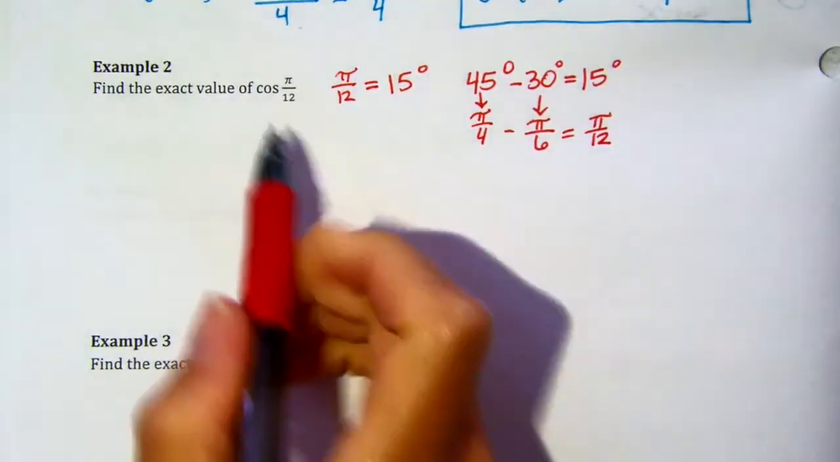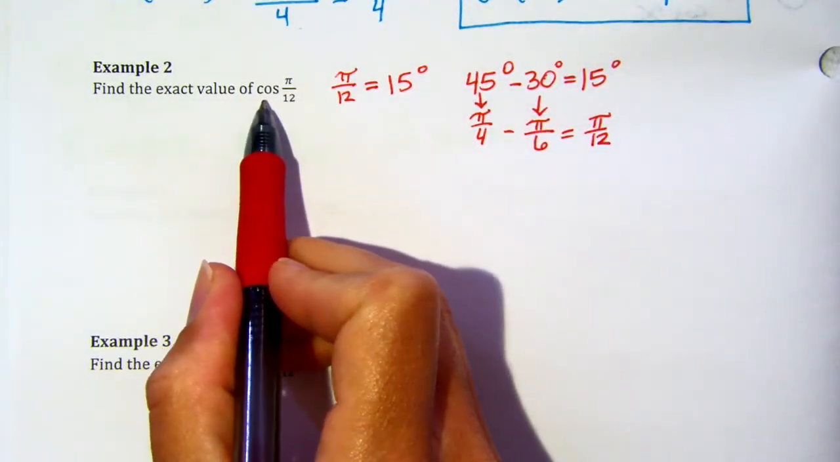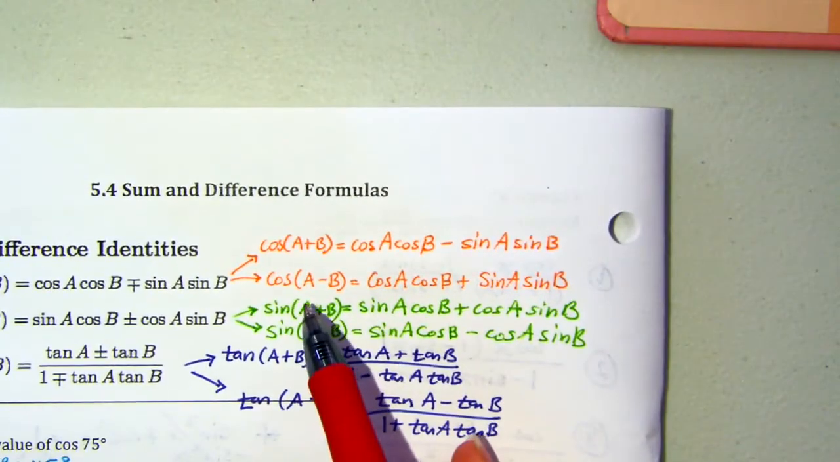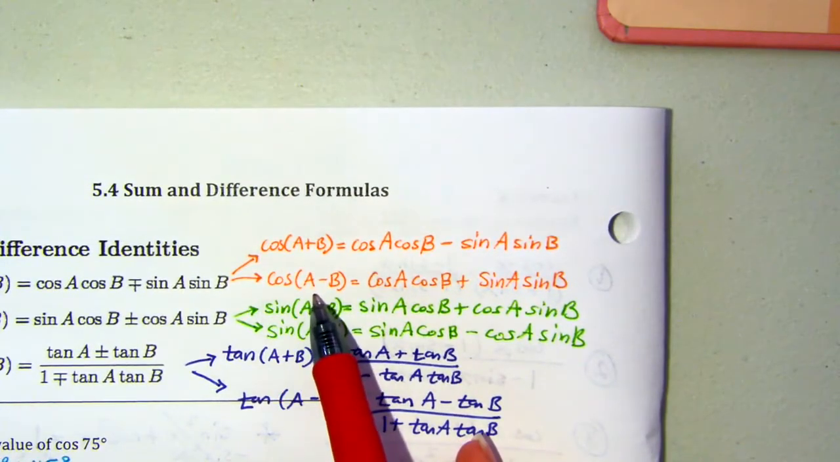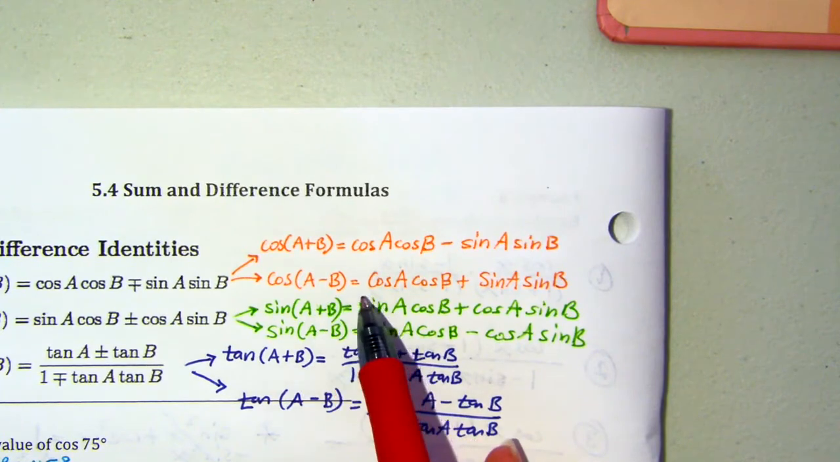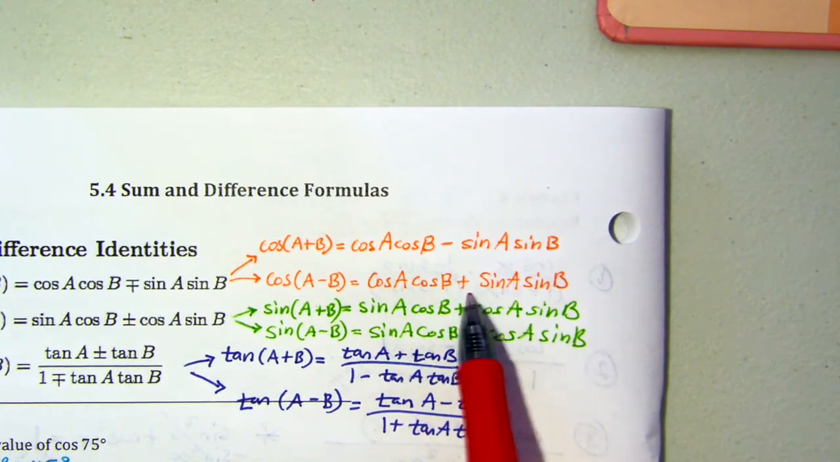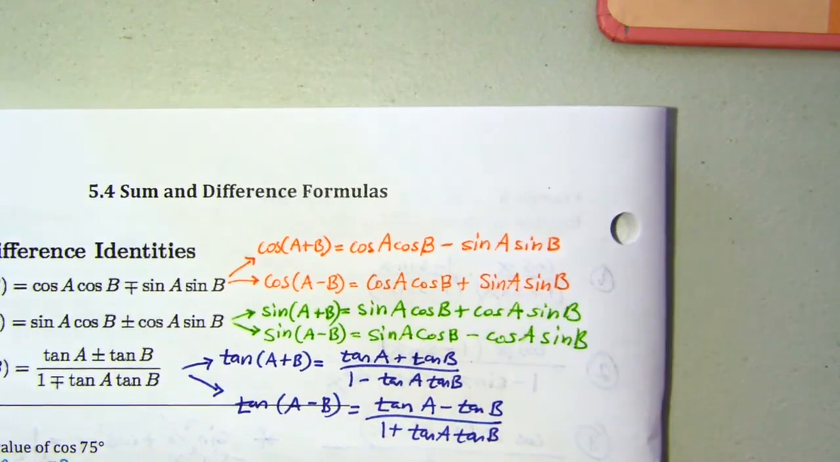And then this is a cosine also, just like we did in the previous problem. However, this time we are going to subtract. So if we look up here at the top of the page, cosine of a minus b will be equal to the cosine of a times the cosine of b plus the sine of a times the sine of b.